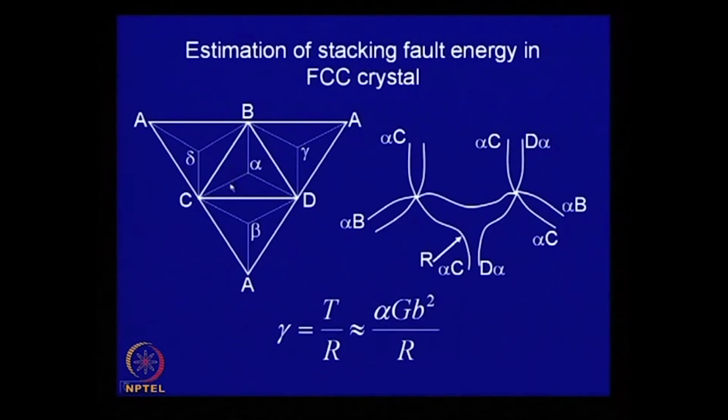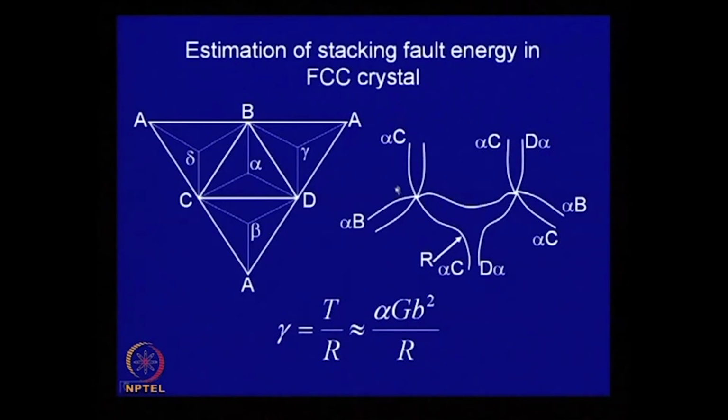This is one dislocation moving here with a Burgers vector, say DC, and this can intersect a dislocation moving here having Burgers vector BC, and they can create a constriction. When such constrictions are formed, these nodes are formed, and the rest of the part splits, that means they split on these planes.